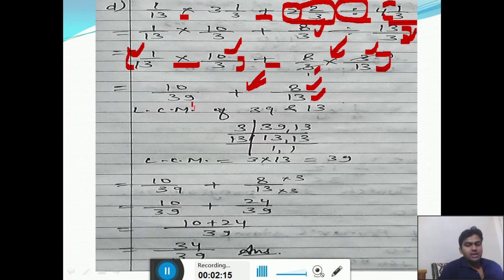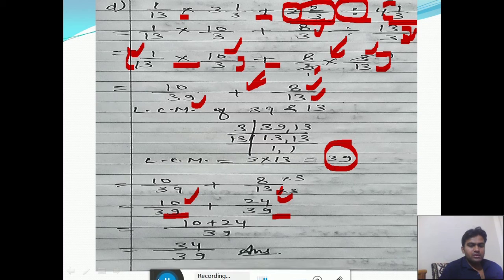Now take the LCM of 39 and 13. So you will get the LCM 39, and then you multiply 3 with 13, you get 39, and you also multiply that 3 with 8, so you will get 24. Now both fractions have the same denominator 39, so you can add their numerators, 10 plus 24. So 10 plus 24 equals 34, and the answer is 34 upon 39, and it is a proper fraction. No need to convert it into a mixed fraction.